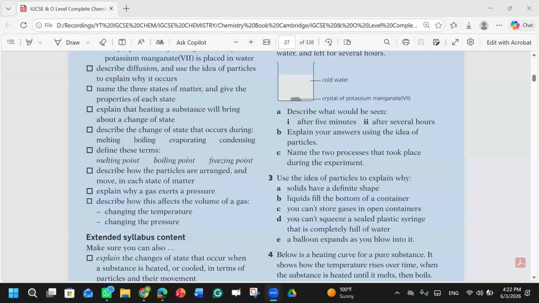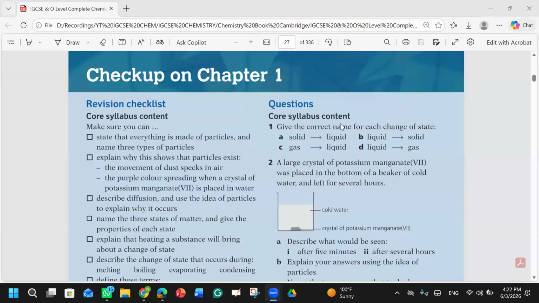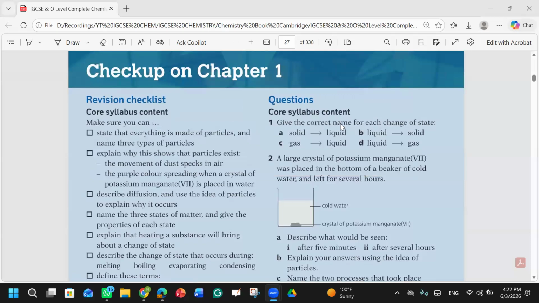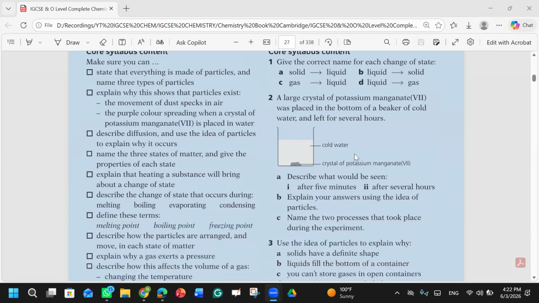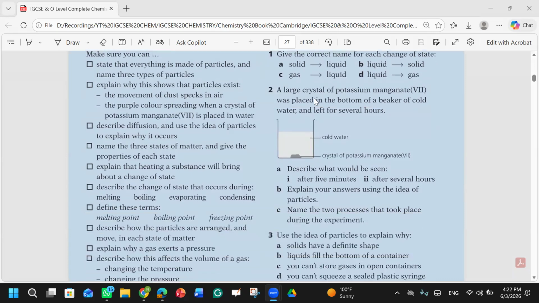Recording in progress. So we started doing the checkups of chapter number 1, and in that we have completed question number 1. Now moving on to question number 2. Here they have mentioned that a large crystal of potassium manganate was placed in the bottom of a beaker of cold water.